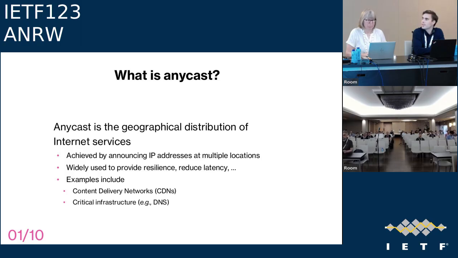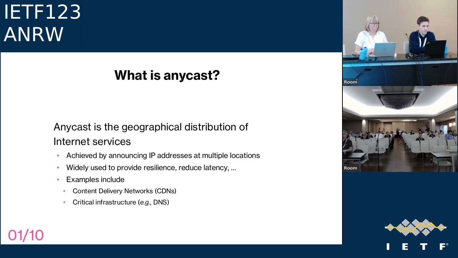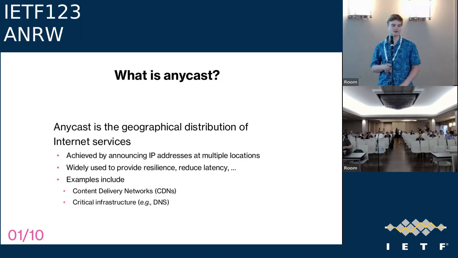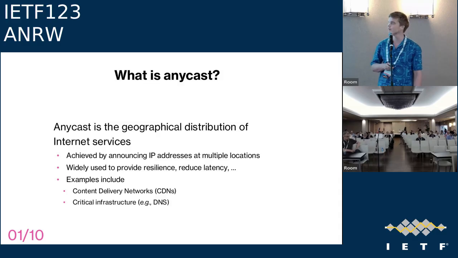So first, some background. What is Anycast? I'm sure most of you know. Anycast is the geographical distribution of internet services by announcing an IP address at multiple locations. It's widely used as it provides resilience and it reduces latency. Some examples include content delivery networks like Google, Amazon, but also critical internet infrastructure, so your public DNS resolvers, ccTLDs, and the root letters.